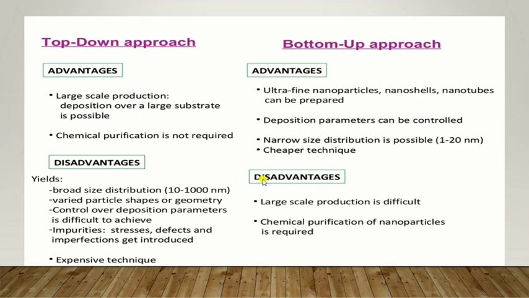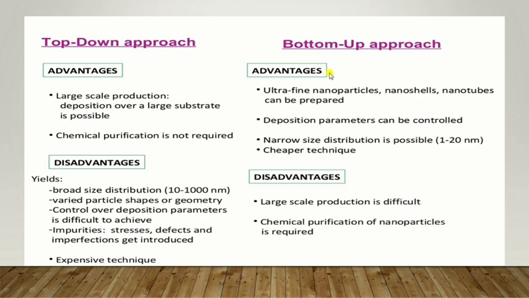Here are some advantages and disadvantages of the top-down and bottom-up approach. In the top-down approach, large-scale production is possible as chemical purification is not required. The disadvantages of the top-down approach are broad size distribution, that is 10 to 1000 nanometers, and varied particle shapes or geometry. Again, some impurities like stress, defects, cracks are introduced, and the top-down approach is an expensive technique.